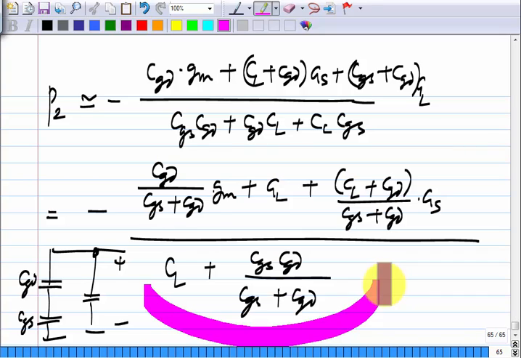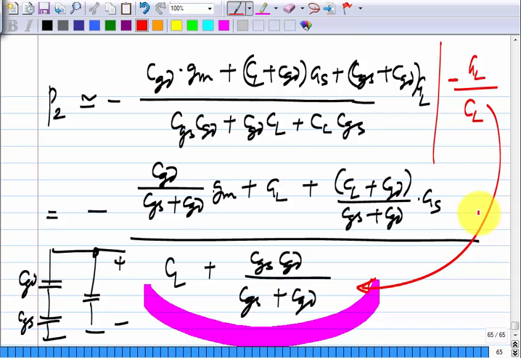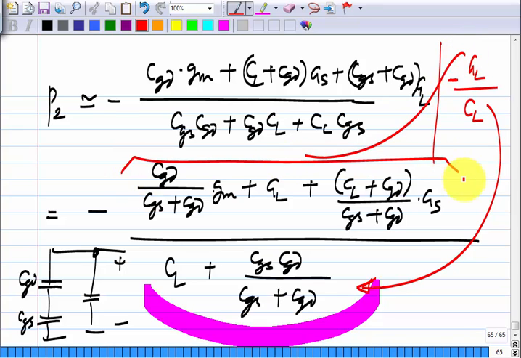So what's the numerator? That seems to have changed more significantly. Before, what did we have in the numerator without CGD? GL by CL. So CL has changed to this. That makes sense, because of CGD we have another parallel element and that has got added. GL has changed to this whole mess.